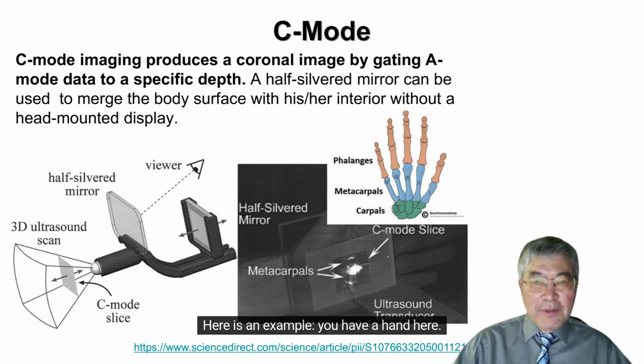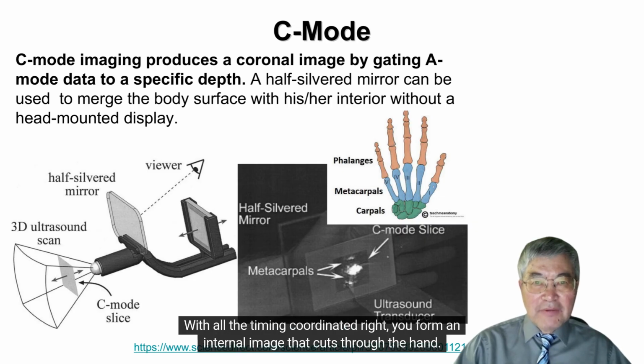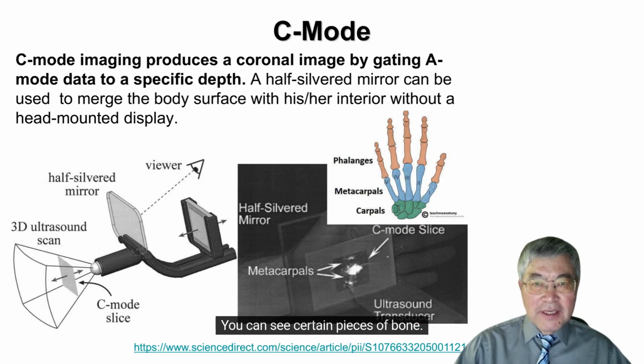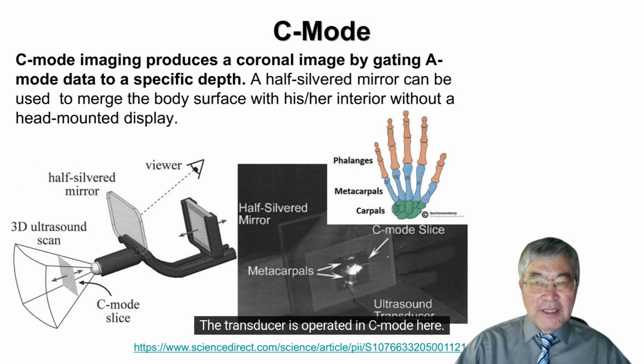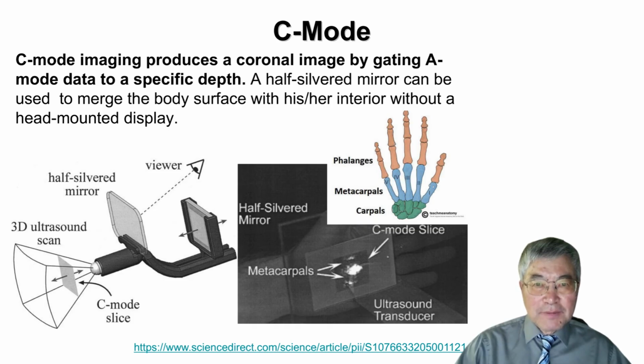Here is an example. You have a hand here. You put the ultrasound into the hand, and you record the echoes. With all the timing coordinated right, you form an internal image that cuts through the hand. You can see certain pieces of bone. There is some terminology I just learned, metacarpals, these light blue bones. You can see these light blue bones. The transducer is operated in C mode here. There are some good ideas, details are in this article.